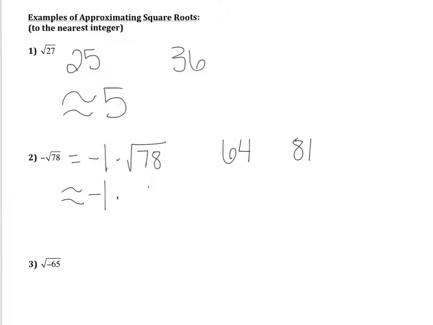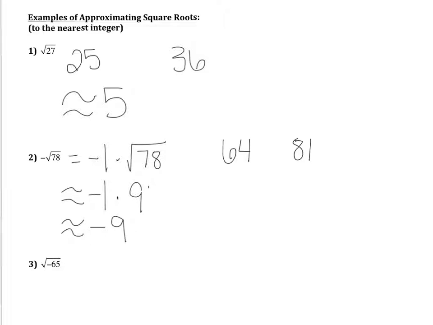So we're going to say that is about negative 1 times 9, since the square root of 78 is almost 9. So our final answer would be about negative 9, because remember we were separating that negative sign from the square root of 78 and thinking of it as negative 1 times the square root of 78. So our final answer would be found by taking negative 1 times about 9. So our answer would be about negative 9.